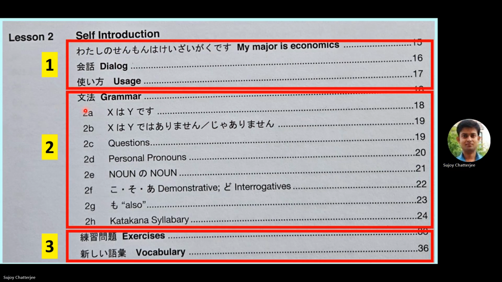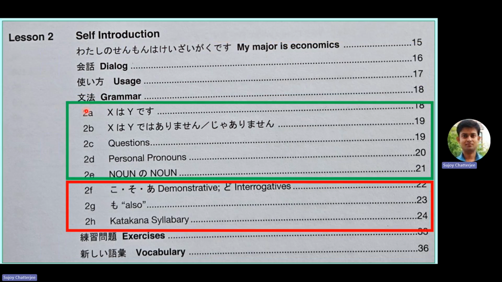So with that, we started with grammar in the last video, and we completed the first 5 subsections of the grammar, that is 2A, 2B, 2C, 2D, 2E. And today we will do 2F, 2G, and 2H. 2H will not be completely finished in today's video, but at least we will start with the subsection. So let's begin with 2F, ko, so, a demonstratives and do interrogatives. Let's see what's there.